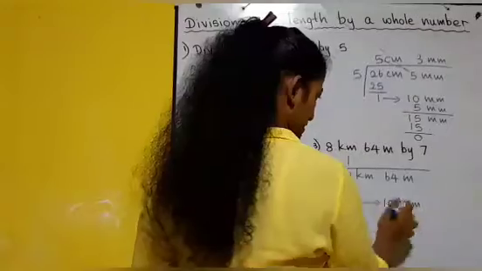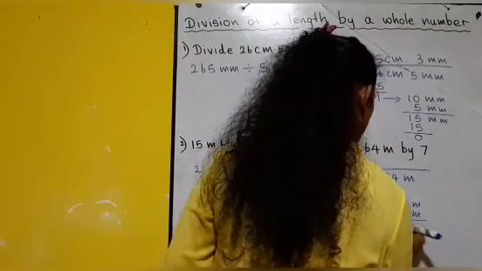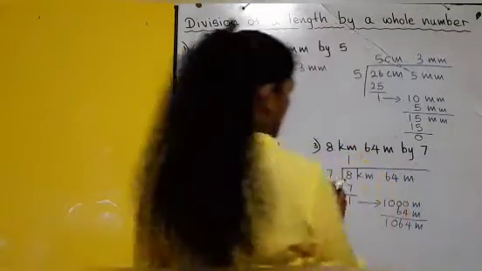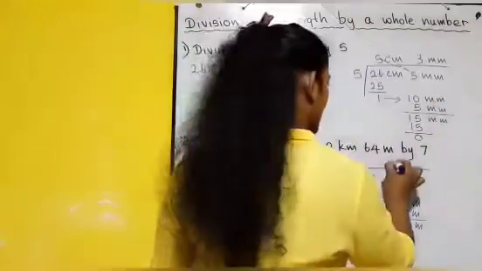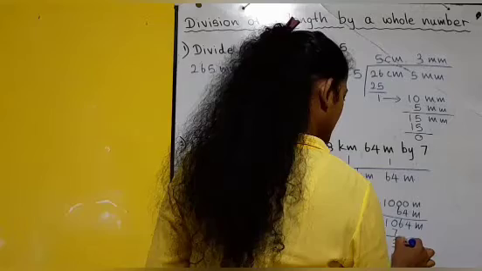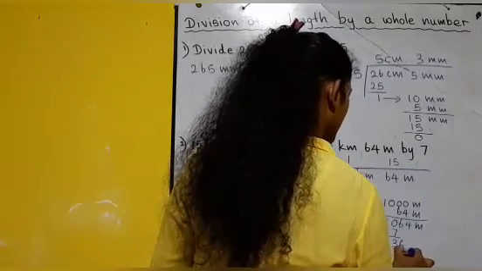Then take this 64 meters here. Then the total is 1064 meters. Now divide by 7. 7 times 1 is 7. Then 3, take this 6. 7 times 5 is 35.